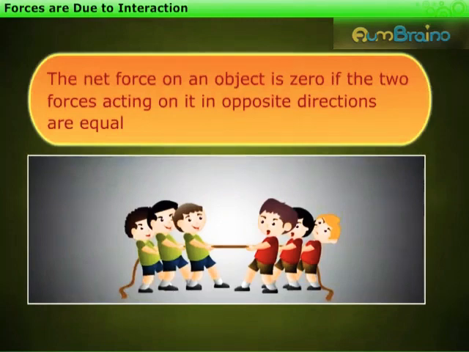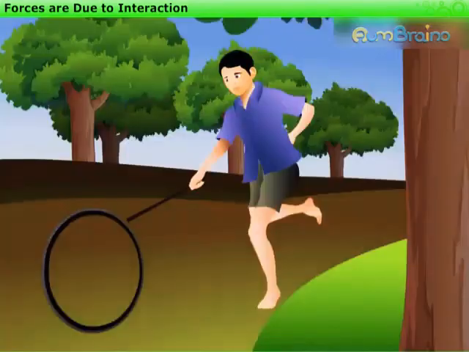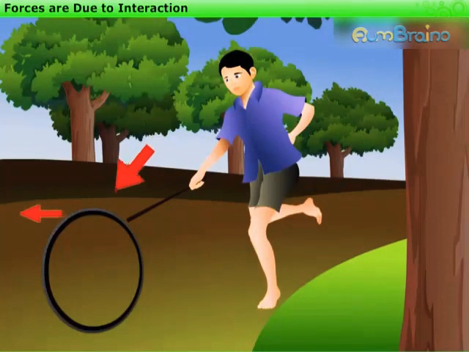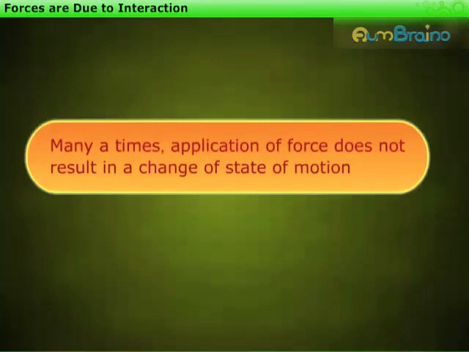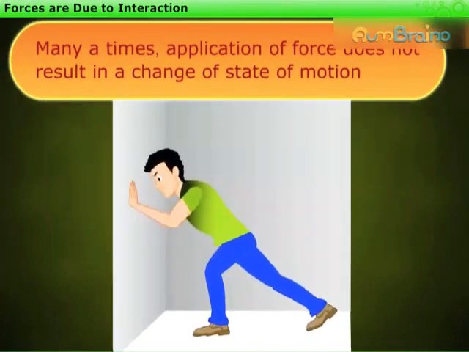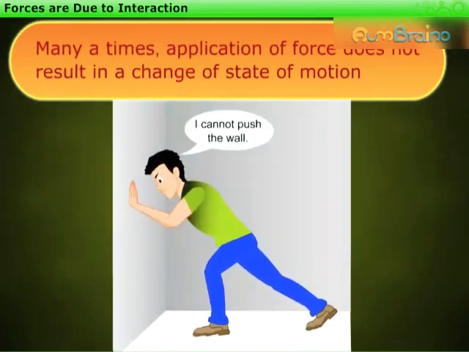The net force on an object is zero if the two forces acting on it in opposite directions are equal, as in the game of tug-of-war, when the rope does not move. Note that, if the force applied on the object is in the direction of its motion, the speed of the object increases. For example, the speed of the tire increases whenever it is pushed. Many a times, application of force does not result in a change of state of motion. For example, no effect of force is observed when you try to push a wall.